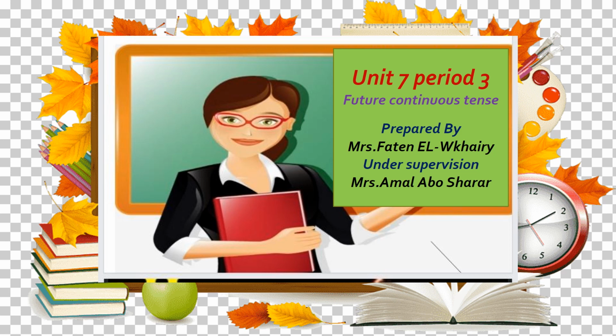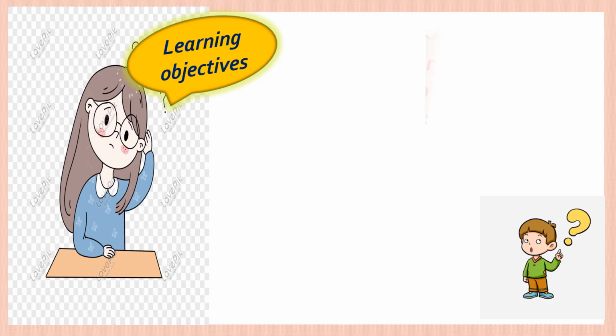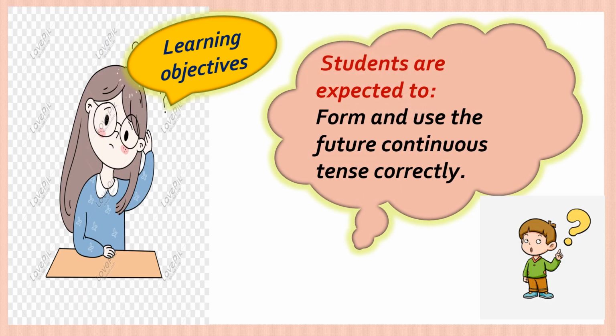Today we are going to continue period 3 in unit 7, future continuous tense, زمن المستقبل المستمر. Learning objectives, أهداف التعلم. Students are expected to form and use the future continuous tense correctly. يتوقع من الطالب في نهاية الدرس أن يكون قادرا على تكوين واستخدام الزمن المستقبل المستمر بشكل صحيح.